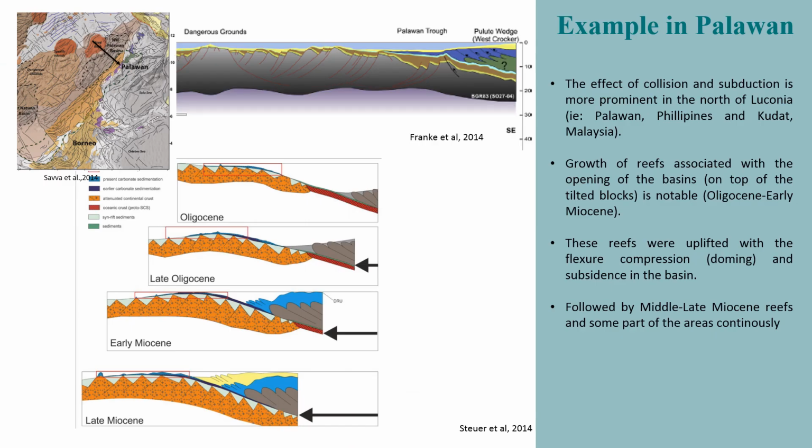A clearer example of how carbonate reefs are controlled by vertical motions of the orogenic build-ups can be seen in Palawan, north of Luconia, where it is nearer to the subduction and collision zone. So Luconia is at the south of Palawan. Palawan is over here.